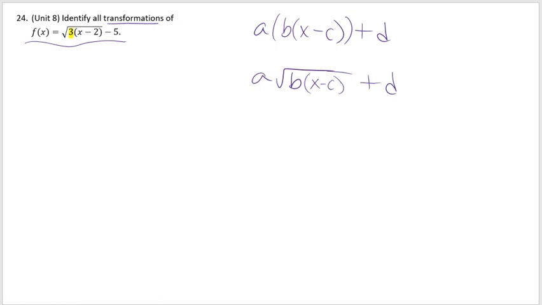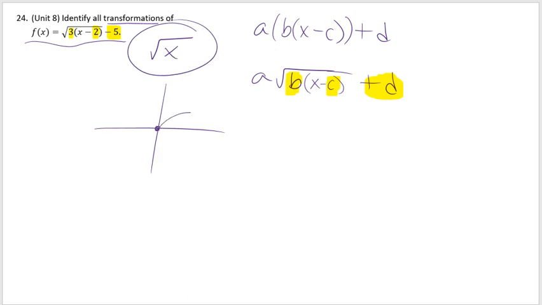It has a 3 in there, so that is a b value. It has a 2 right there, so that is a c value, and then it has a -5, so that is a d value. And to describe what these do to the parent function, first of all, just imagine what the parent function is. So it's just square root of x, starting at the origin and going in a little curve only in quadrant 1, which is like half a parabola sideways.